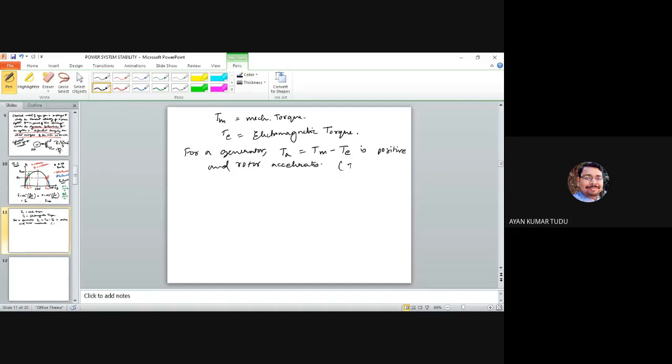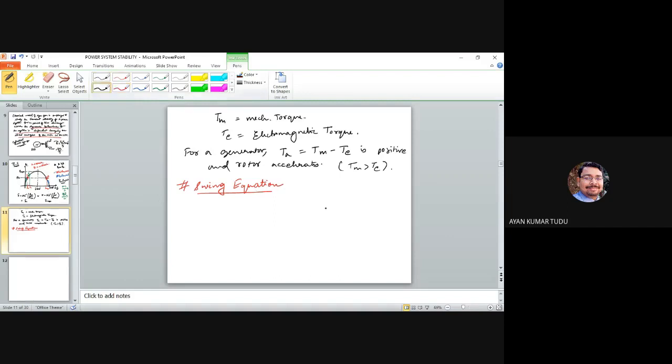That is, we consider Tm greater than Te. This is the general idea on which we will try to define a very important equation, which is known as our swing equation. On this idea of Ta equal to Tm minus Te, that is the rotor is accelerating, we define the equation known as our swing equation. What is the swing equation?